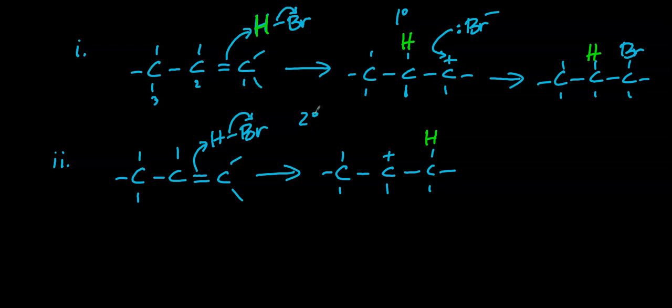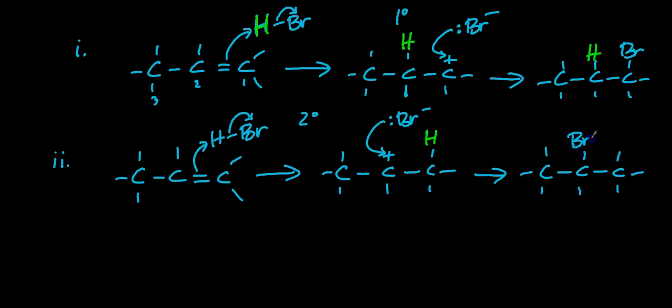And so again, we have the bromine here. That's going to add to that carbon, and so what do we end up with? Again, just for emphasis, I'm going to still write the hydrogen in green so you can see the difference. And so what do we make? We make this time 2-bromopropane.